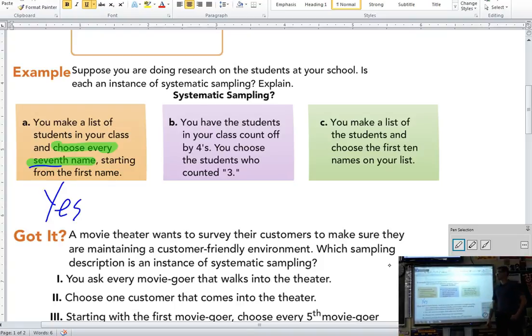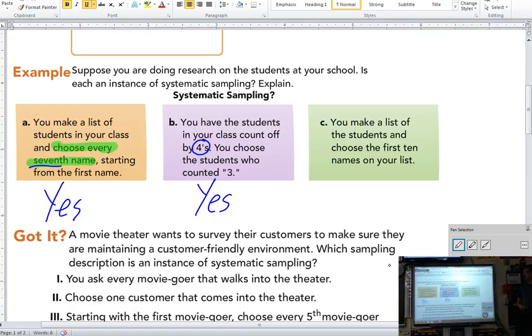You have students in your class count off by 4s, and you choose every person that said the number 3. Ozzy, what do you think? Yes, that's still a system. I actually chose every 4th person, but instead of going 1, 2, 3, 4, 5, 6, 7, 8, 9, 10, 11, I just had them go 1, 2, 3, 4. I took person 3. I take the next person 3. So this is still systematic.